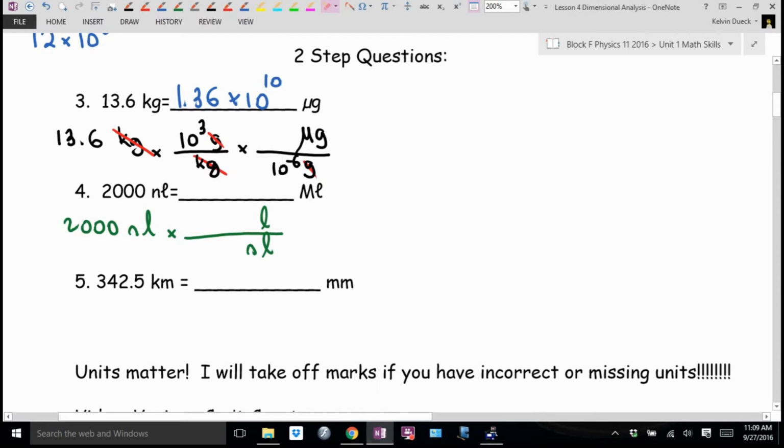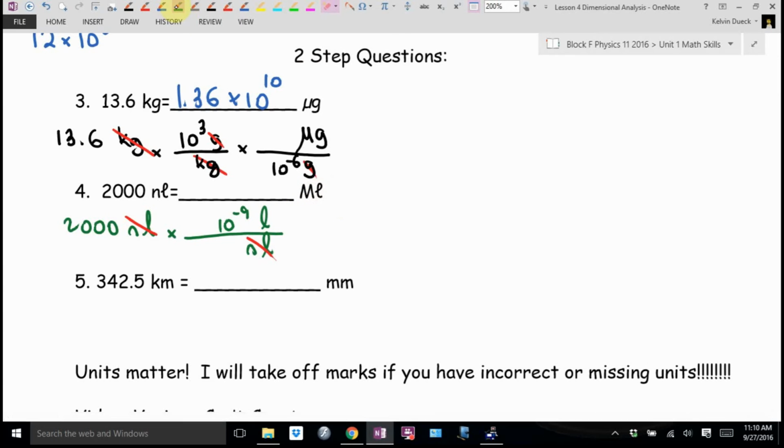What is nano? 10 to the Raven negative what? You found it on the chart? Is it negative 9? Yes, that was a total guess. And Raven, if I stopped here, if I went 2,000 times 10 to negative 9, that would get me liters. Because can you see that's the unit that's sitting by itself? Now I want to get rid of liters and end up in megaliters.